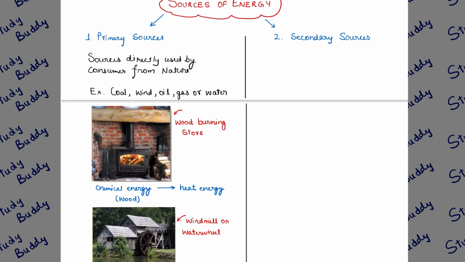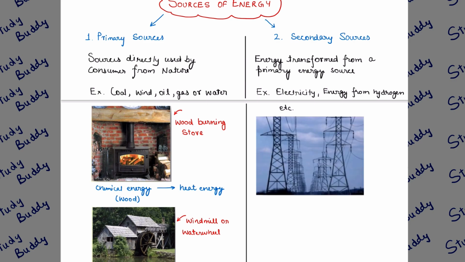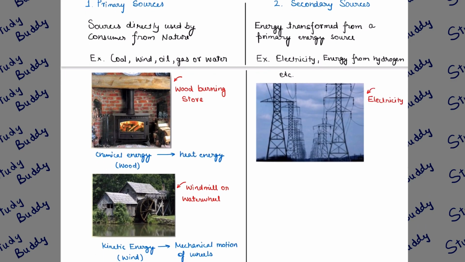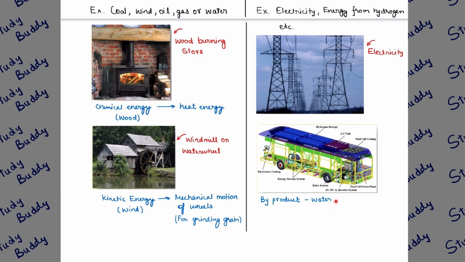Now let us look at secondary sources of energy. So energy transformed from a primary source is considered to be the secondary source. For example, electricity, energy from hydrogen. So hydrogen is considered to be a very good source, as the byproduct in that particular scenario would be water.